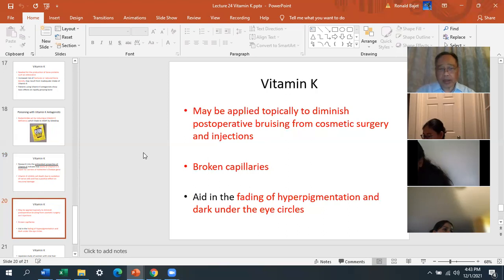Vitamin K can also be applied topically, for postoperative bruising from cosmetic surgery and injections. If you apply vitamin K, it makes the wound from surgery heal very cleanly. It'll take care of broken capillaries and also aids in hyperpigmentation and dark circles underneath the eyes. So vitamin K has very significant cosmetic effects.